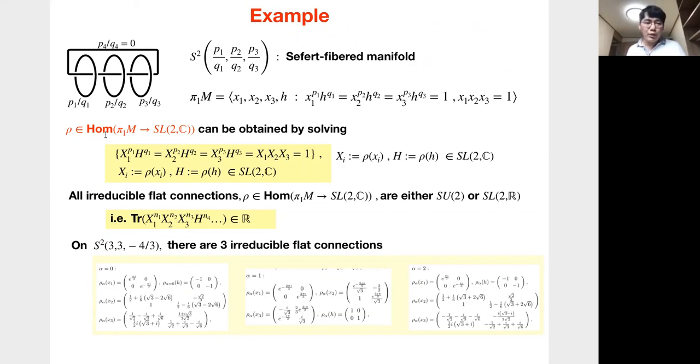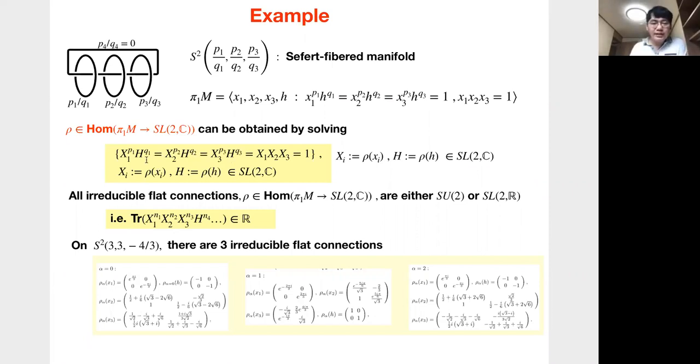So homomorphisms from the fundamental group to SL2C can be obtained by solving these matrix equations. Just translating this fundamental relation into the matrix equation, we obtain the homomorphism from the fundamental group to SL2C. This is a well-defined matrix equation, and you can solve it using Mathematica.